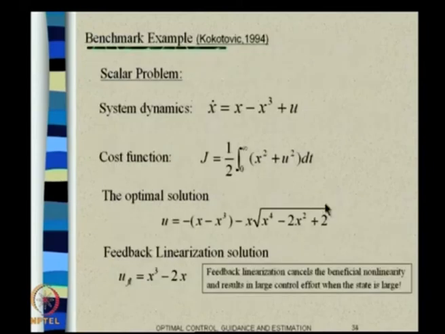And again, before stopping, this is the standard benchmark example problem, x minus x cube plus u, which we just discussed in the SDRE framework also. The cost function is again similar, and we also know that there is a closed form solution for that. One of the feedback linearization solutions happens to be like this, and ultimately it cancels the beneficial nonlinearity, and it leads to a large control effort when the deviation is large, which SDRE did not have.